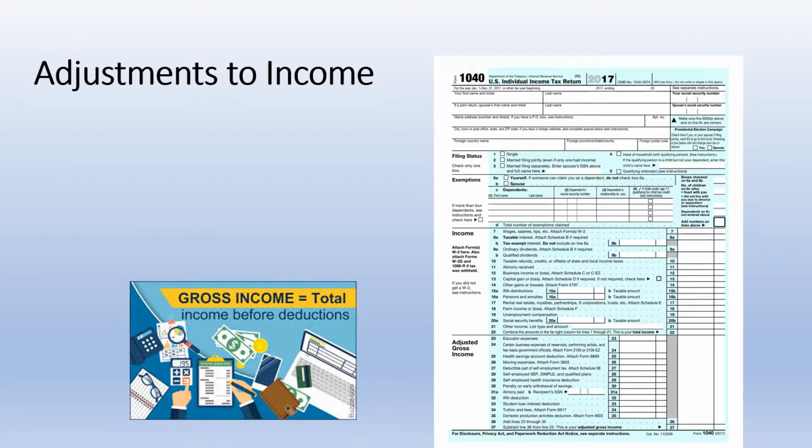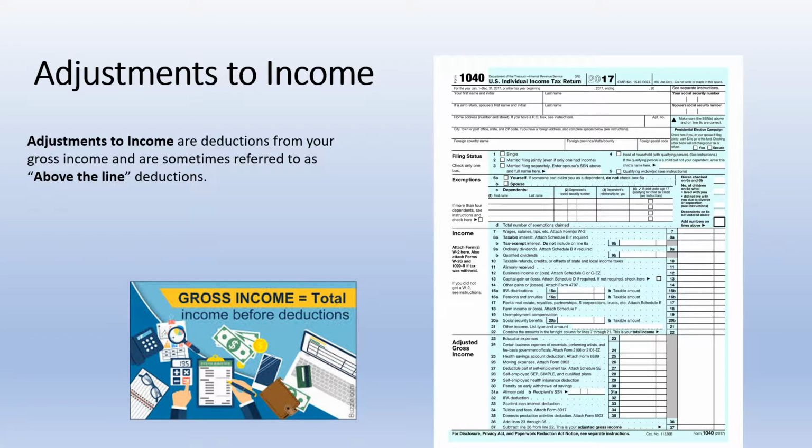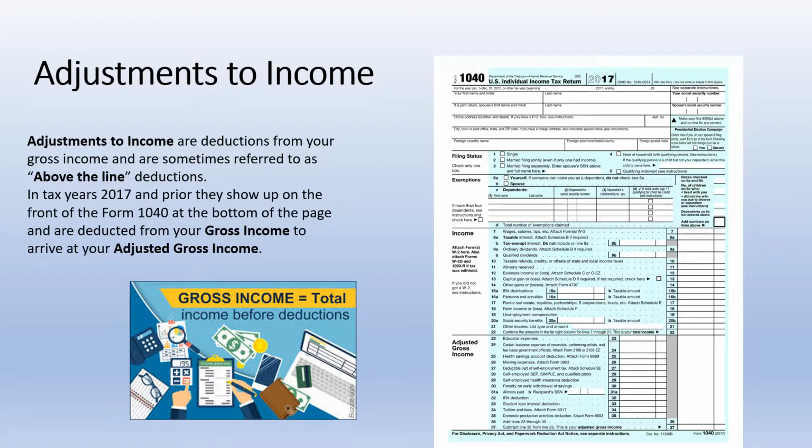Adjustments to income. Adjustments to income are deductions from your gross income and are sometimes referred to as above-the-line deductions. In tax years 2017 and prior, they show up on the front of the Form 1040 at the bottom of the page and are deducted from your gross income to arrive at your adjusted gross income.